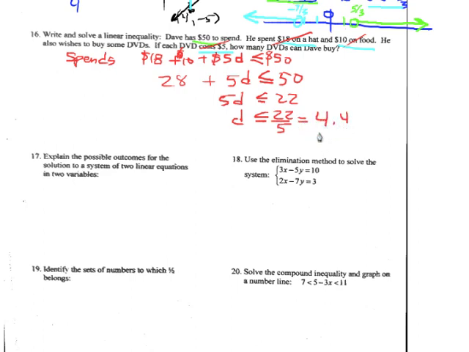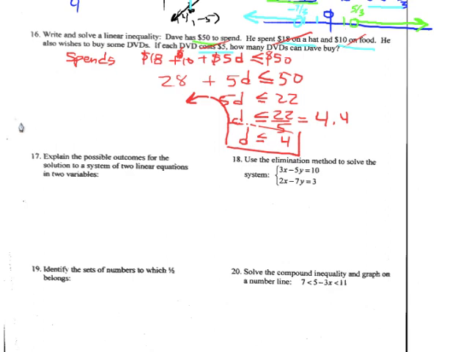Well, in terms of DVDs, you really can't buy 0.4 of a DVD, so your final answer would be that D, the number of DVDs, has to be less than or equal to 4, because, like I said, we can't buy a fraction of a DVD.